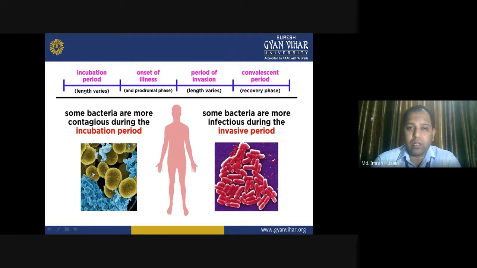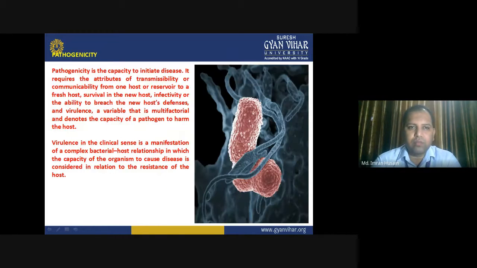Period of invasion, length varies. Some pathogenic bacteria have a short duration of time, and some have a very long duration of time. Convalescent period, the recovery phase. After causing such infection, these bacteria leave the body cells or body tissues and try to go somewhere else and infect someone other. So this is the whole scenario that is followed when infecting an individual.